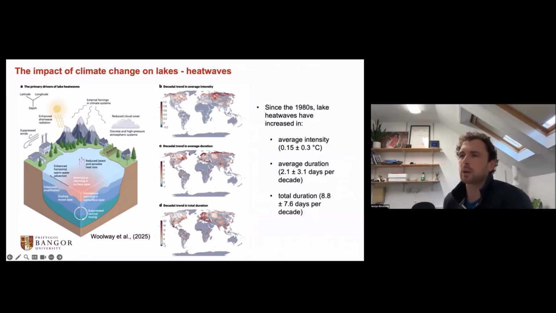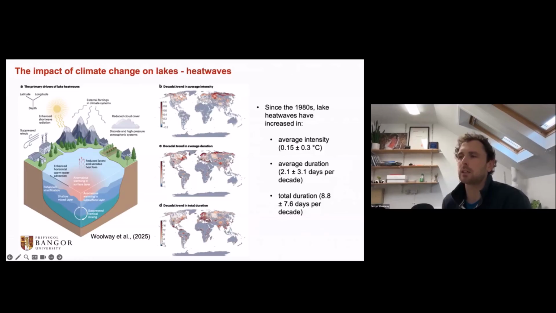On the left-hand side, panel A shows the primary drivers of lake heat waves. It responds to things such as the amount of incoming radiation, the amount of wind speed that the lake is exposed to, as well as the magnitude and duration of thermal stratification. On the right-hand side, panels B, C, and D show the trends, the rate of change: in panel B, the average intensity of lake heat waves, C, the average duration of lake heat waves, and then panel D, the total duration per year of lake heat waves.